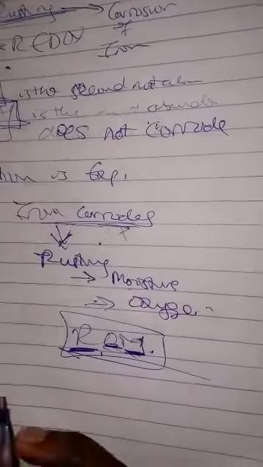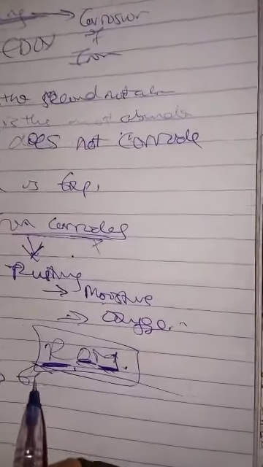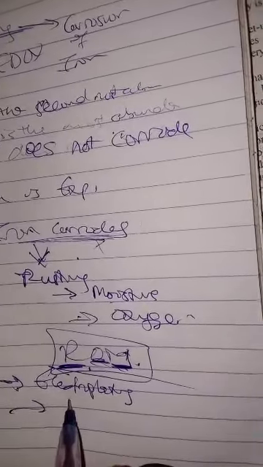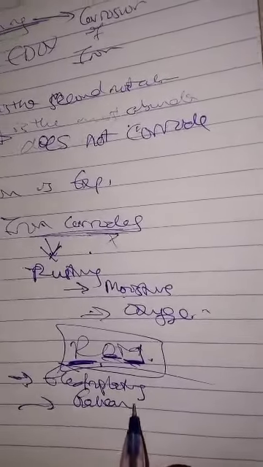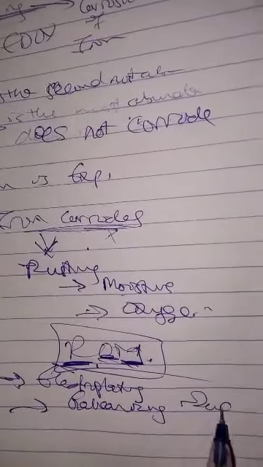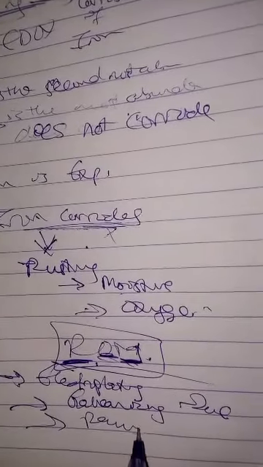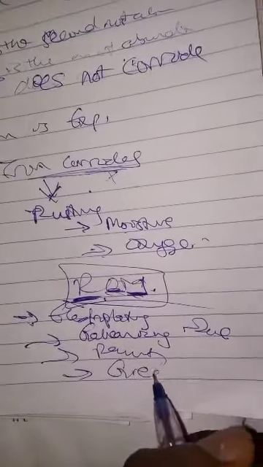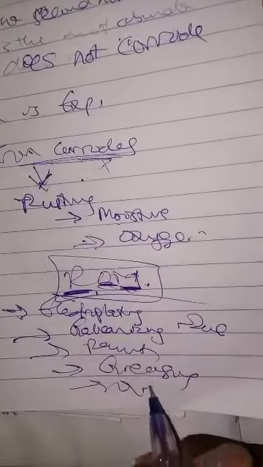Yes, so how do we prevent rusting? We can use electroplating: plate it with a metal that is stronger than it. We can use galvanizing: paint it with zinc. We can use painting. Then we can have greasing, oiling, and many other things like that.